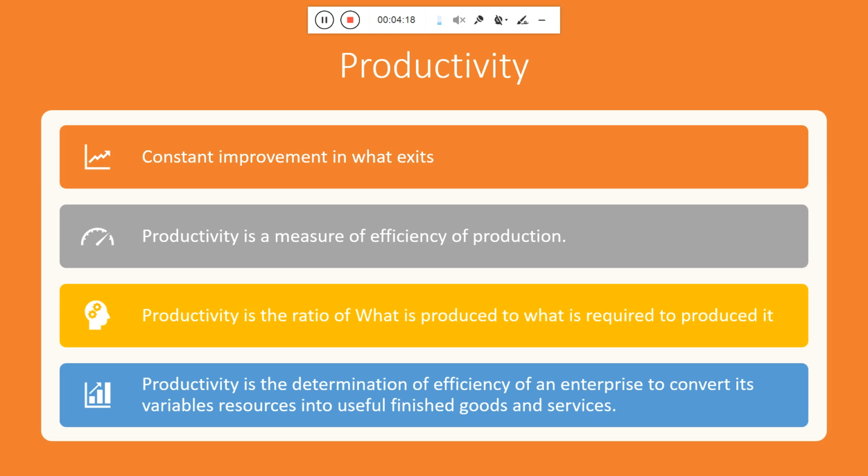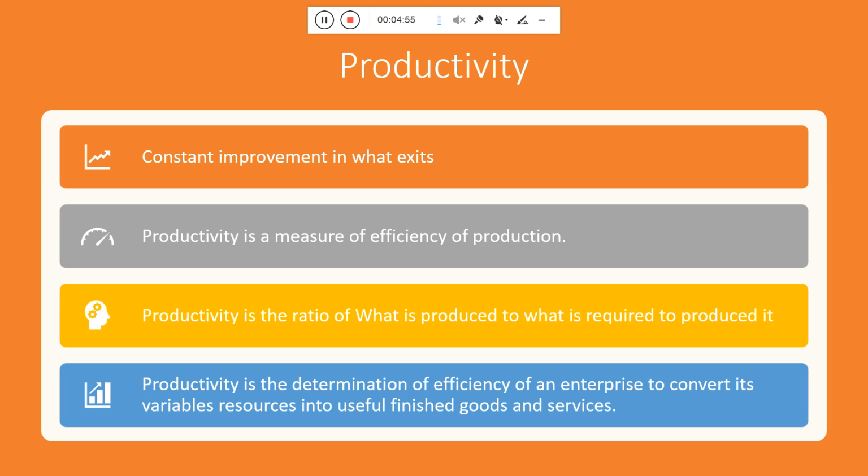But when I talk about productivity, you identify the ratio and do the measurement, and we will do some numericals in the coming lecture. Next, productivity is the ratio of what is produced to what is required to produce it. Suppose you produce a job, what is required for it is nothing but the input, right? Productivity is the determination of the efficiency of any enterprise to convert its variable resources into useful finished goods and services.